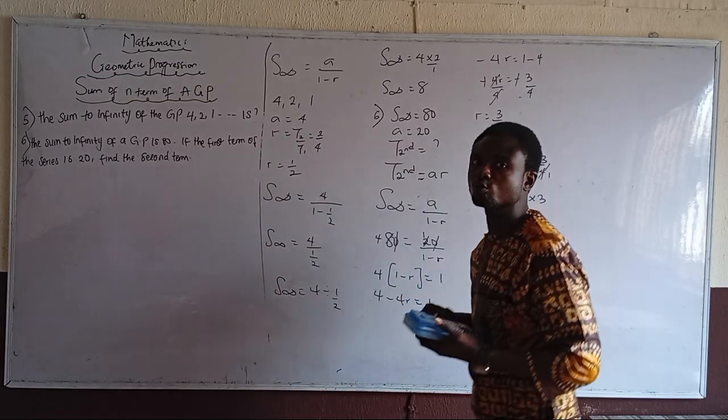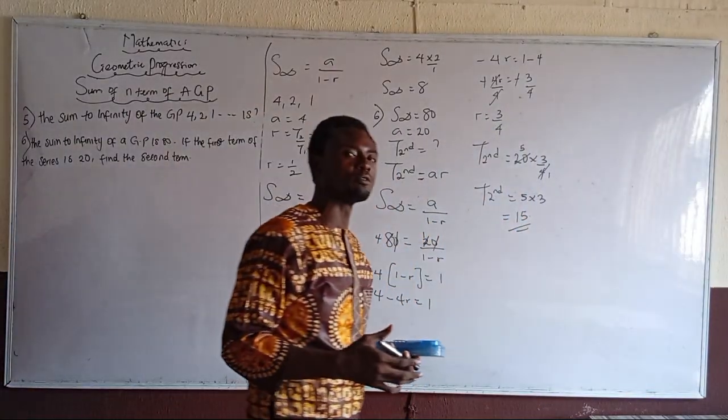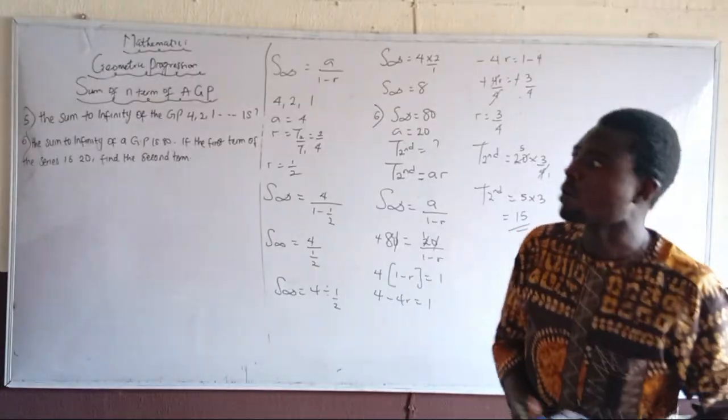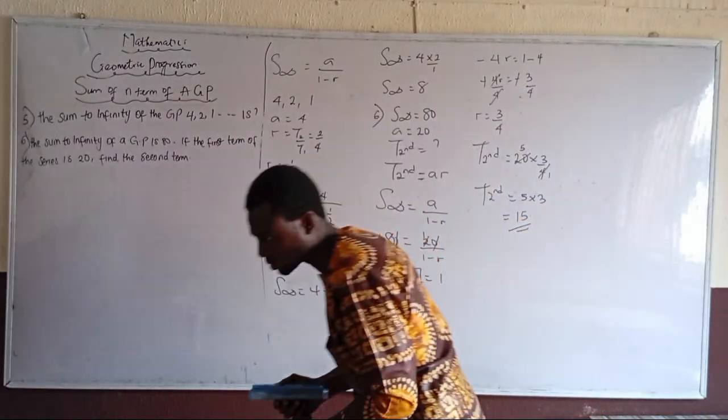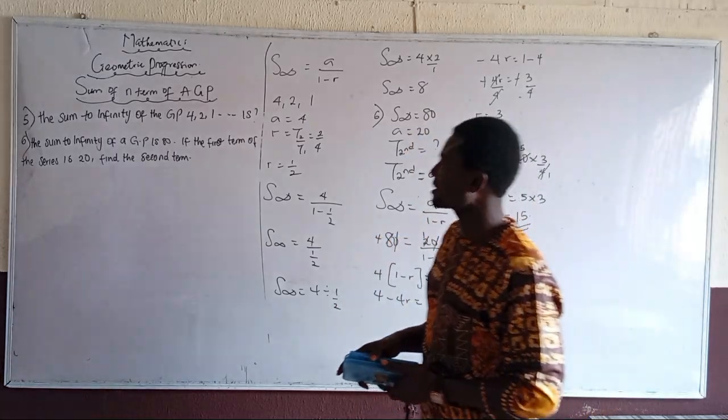So that is the end of today's class. So we are done with GP. We started with the nth term of GP. Then from there, unknown A and R leading to equations, then we did sum of GP. So that is the end of today's class.